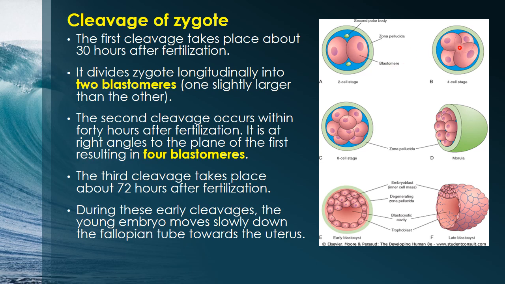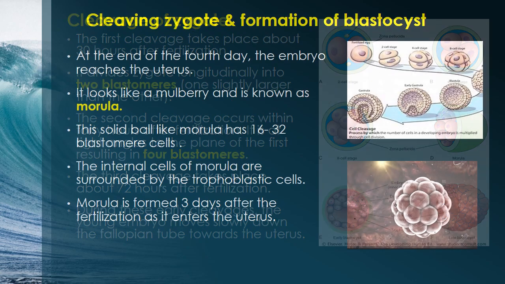The second cleavage takes place at a right angle to the first one, and it forms four blastomeres. The third takes place at 72 hours, giving the 8-cell stage, and it continues until it forms the morula, which is a 16 to 32 cell stage. Then a fluid-filled cavity is formed, which is called the blastocyst or blastula.